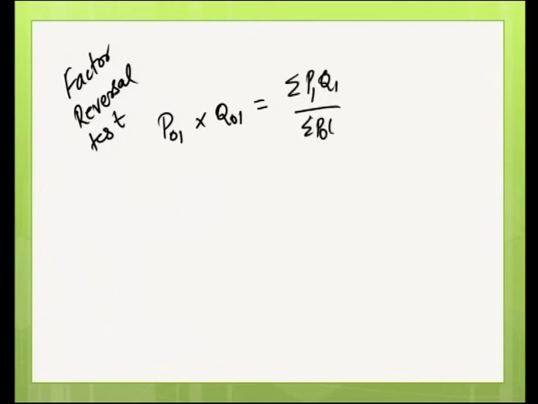Next is a factor reversal test. We should check whether the factor reversal test is satisfied. What does it say? The factor reversal test says that P01 into Q01 should be equal to the value index. So, P01 into Q01 is summation P1 Q1 by summation P0 Q0, and summation P1 Q1 by summation P0 Q0 is nothing but 530 by 425. This is the value index value.